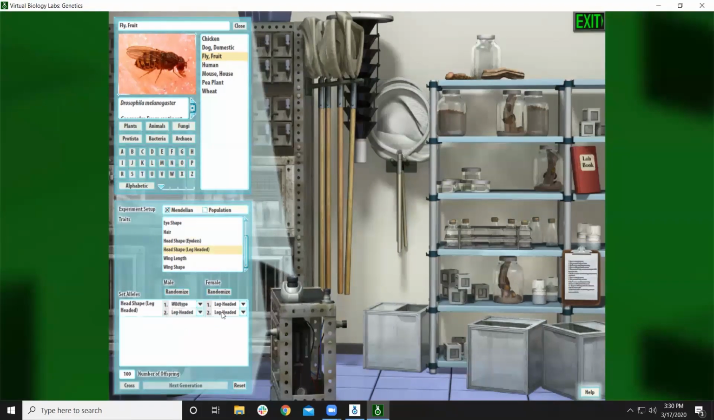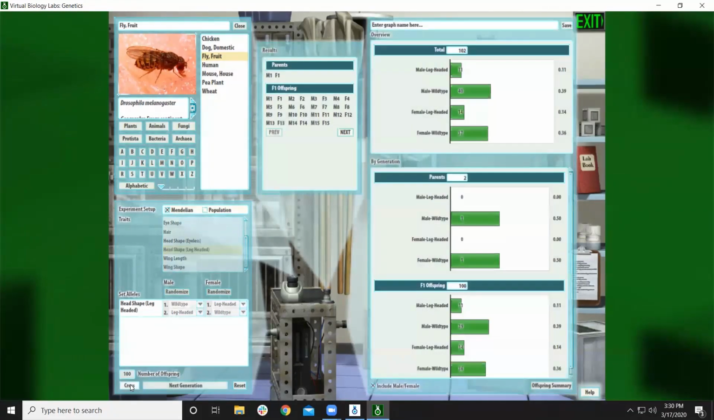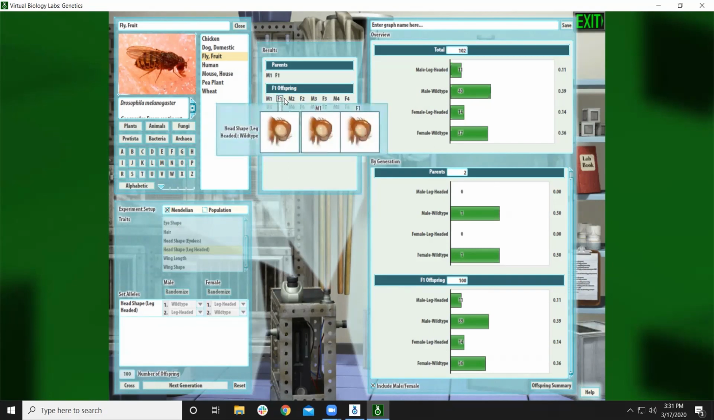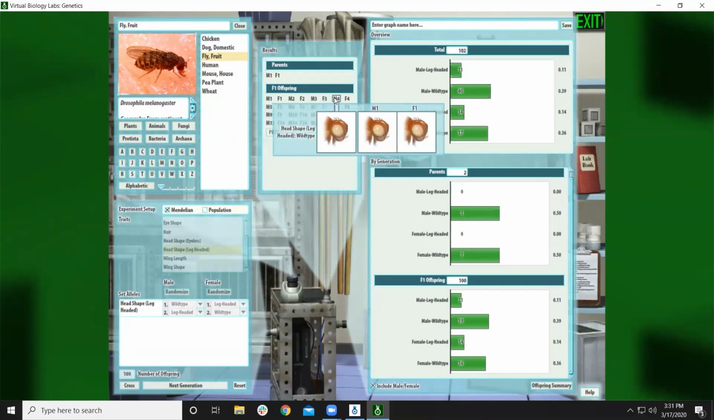What if I can pick the male and female and make them heterozygous, or you can just have them pick randomly, and then you do a cross, and you're going to get 100 offspring. Now you can see the statistics from the male and female, so you can see if there are any sex-linked genes going on. You can see the parents, see the F1 offspring, and then you can also look at each of the offspring as individuals and see if you see different head shapes. You just go through and see all of those different kinds of things, and you can do a next generation and pick parents from this generation and see how they go.